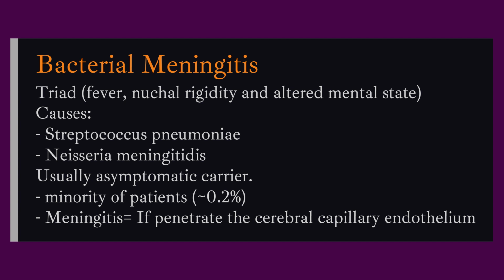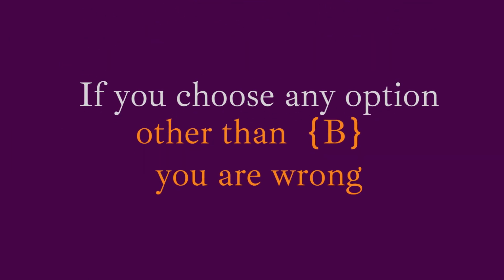Intravascular survival of the bacteria is dependent on capsular polysaccharides, which allow the bacteria to evade destruction by the alternative complement system. Meningitis occurs when the bacteria penetrate the cerebral capillary endothelium or the choroid plexus, the location of blood-CSF barrier. If you choose any option other than B, you are wrong. Let's briefly discuss the other options.